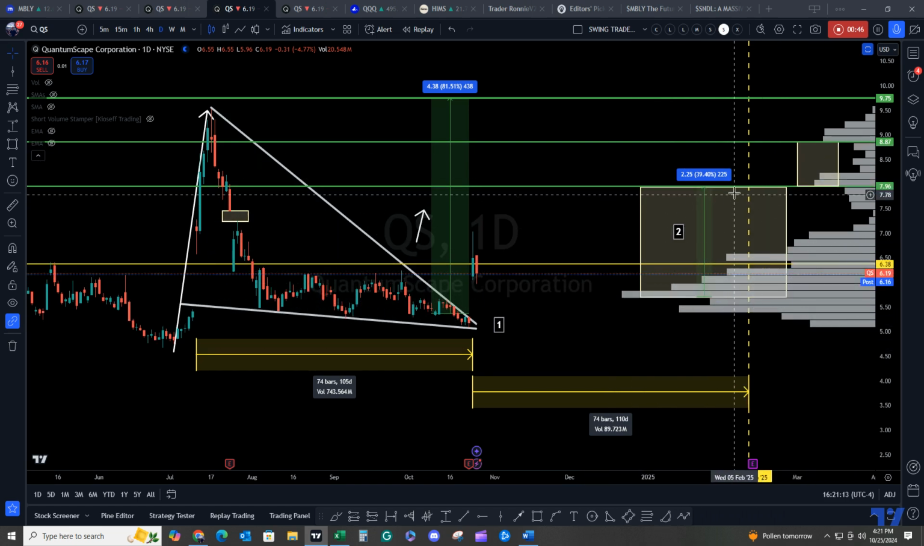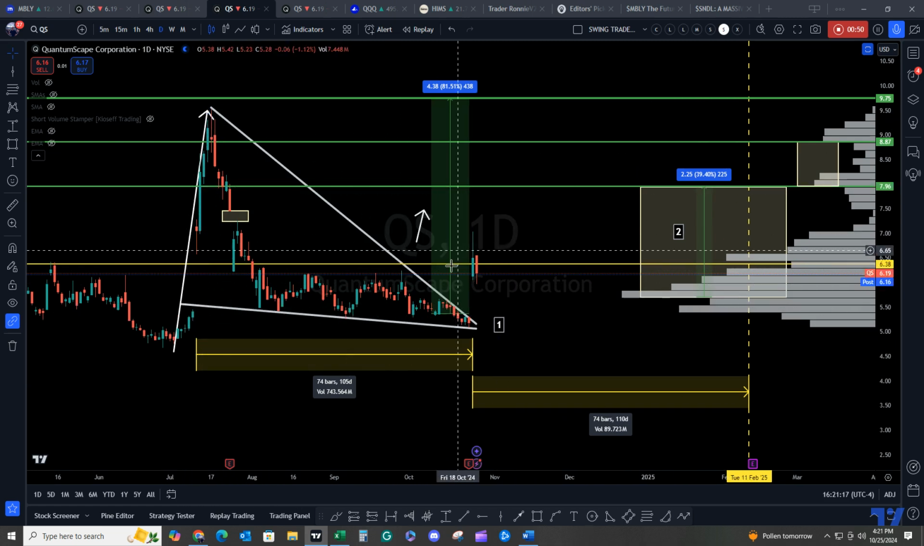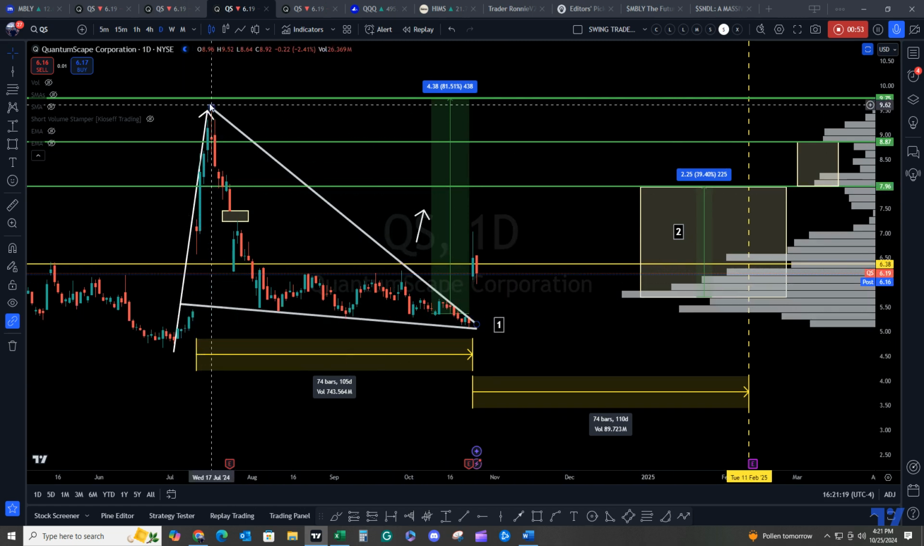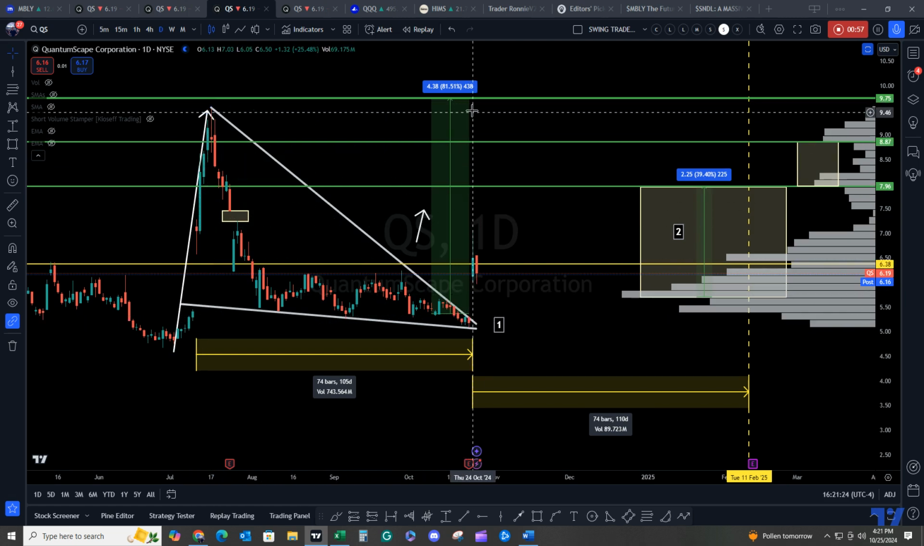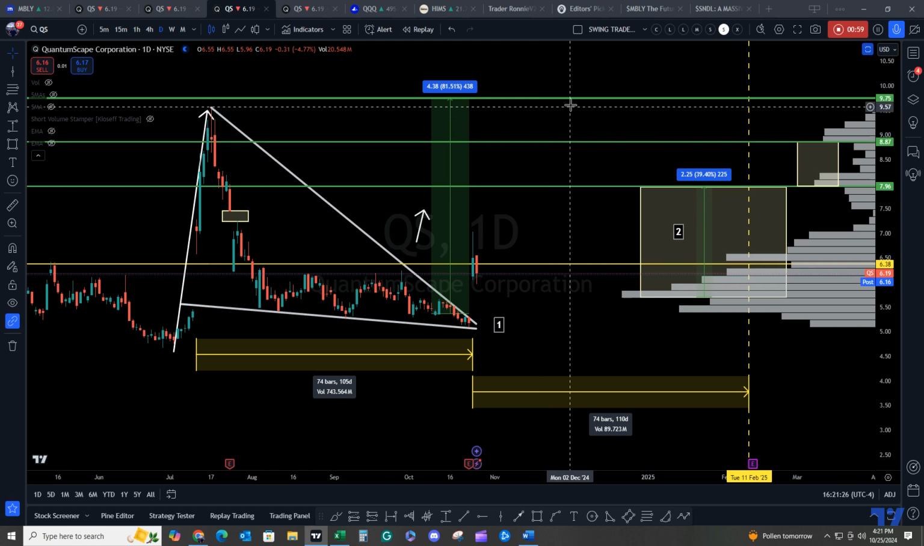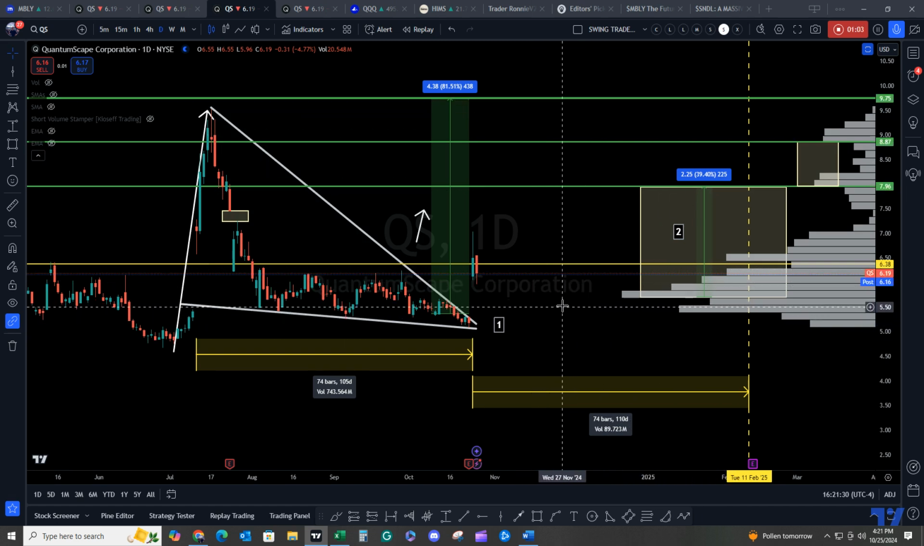As we can see, we have two. We have a symmetrical triangle breakout, like I said, right here. We have a measured move from the top of the symmetrical triangle to the bottom of the symmetrical triangle of 81.51%, for a move up to $9.75 from $6.38.